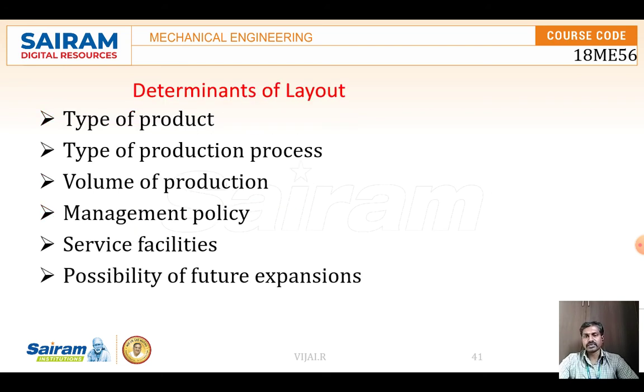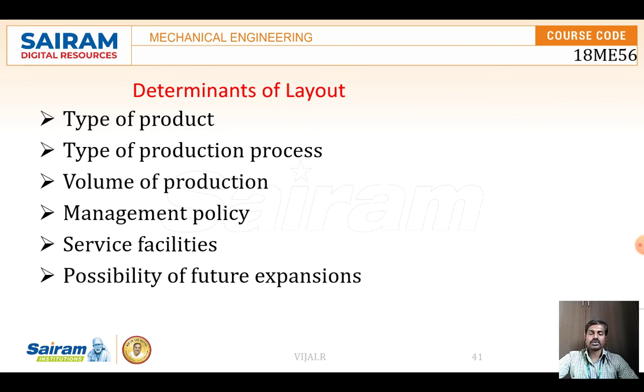And the determinants of the layout. It depends upon the type of the product. If it is a big product, we have to make a different layout. Or if the product is liquid, a chemical, or a factory producing soft drinks, that layout will be different. And for a light material product, the movement will be different. So first of all, product determination: the weight of the product, and whether it is a batch production or mass production process.